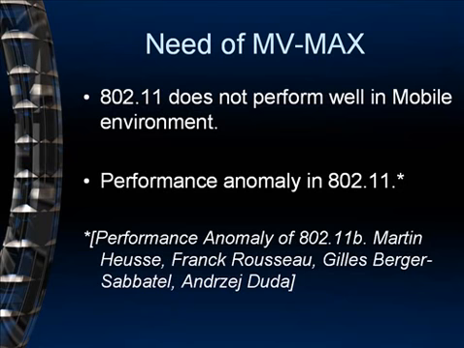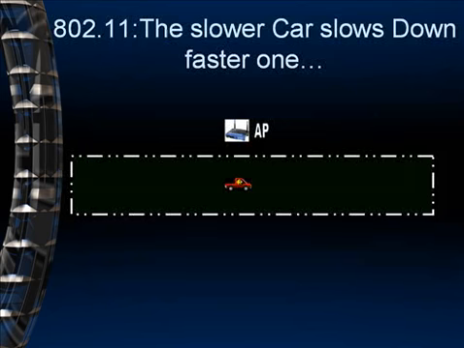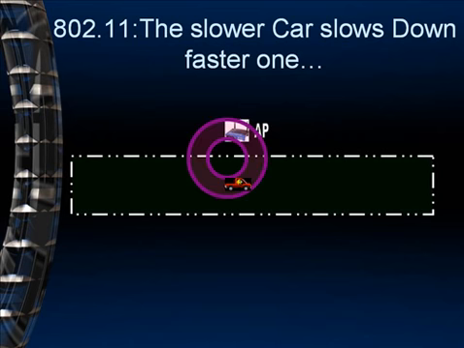The MV Max algorithm is the algorithm which we define about how network scheduling or vehicular communication scheduling should be made so that it is effective and gives maximum throughput. So in 802.11, the slower car slows down the faster one. So this is the scheme.